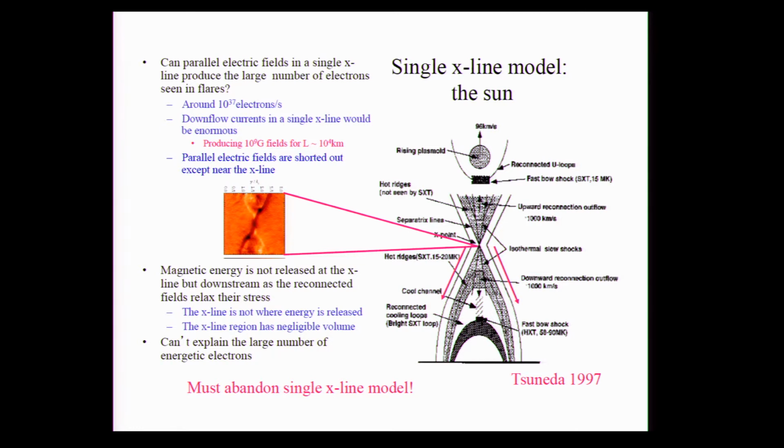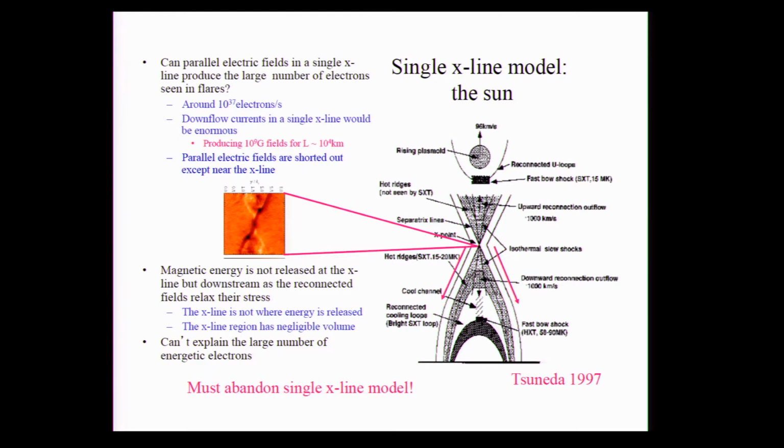If you imagine a single X line here with parallel electric fields along separatrices, and you're trying to produce 10^37 electrons per second, and you ask, well, here's a parallel electric field accelerating electrons down here. How much current would those electrons produce? They would produce magnetic fields of order 10^9 Gauss. So it just does not work. Parallel electric fields producing very large numbers of electrons simply doesn't work.